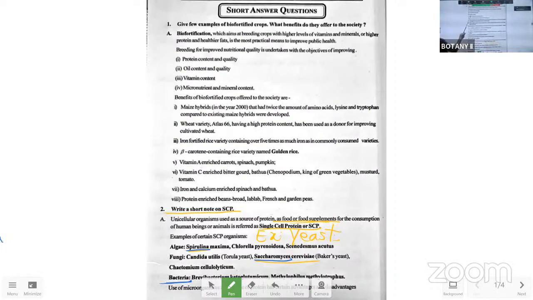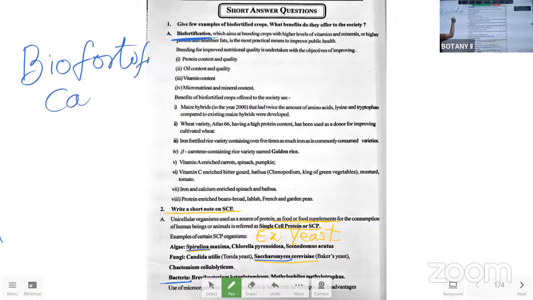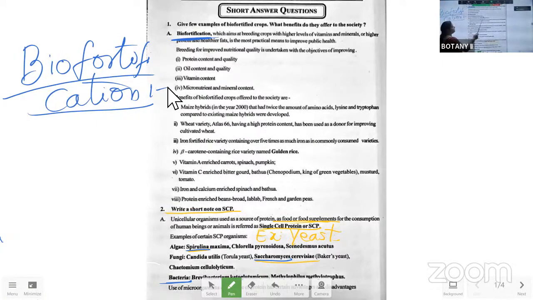Okay, next one is biofortification. What is meant by biofortification? First of all, we have to give the definition for this. Biofortification means when we are growing plants with high levels of vitamins and minerals in them to satisfy the needs of the person, that is called biofortification. The plants which are growing will have a high amount of minerals and proteins in them, that is called biofortification.